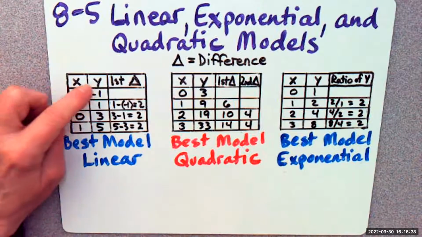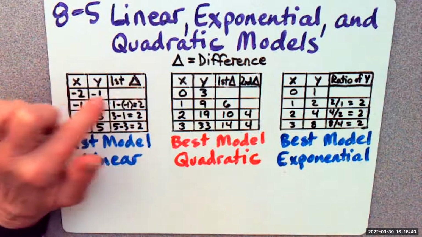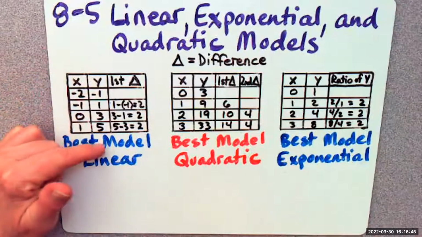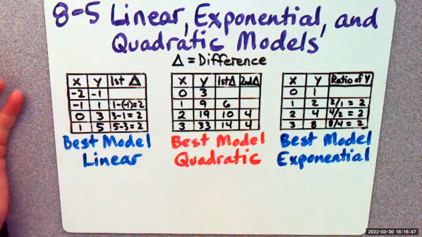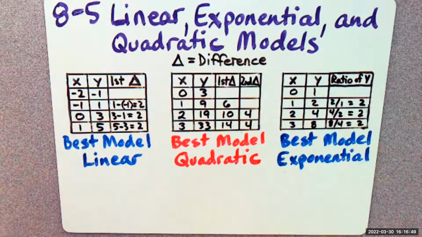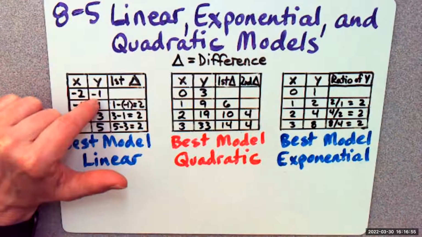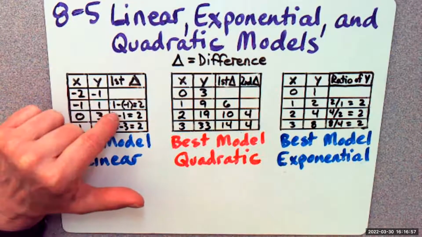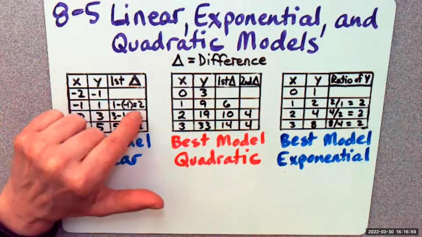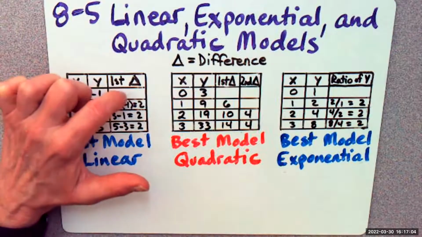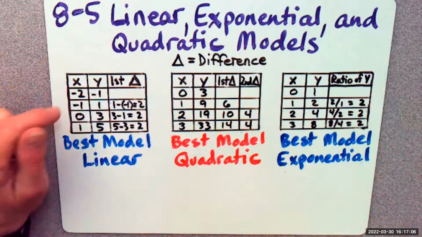So I have x, y, and first delta or first difference. Here are my x values, here are my y values. I want to see the delta of the y values, the output, not the input. So I'm going to take 1 minus -1, and that equals 2. I don't have anything to subtract from this one, so this is going to be blank.